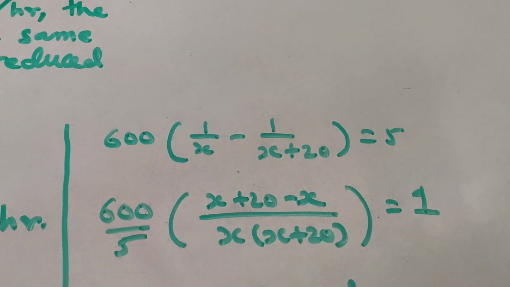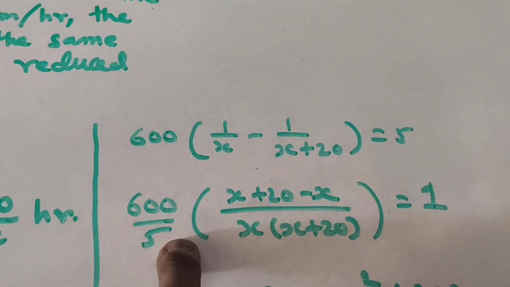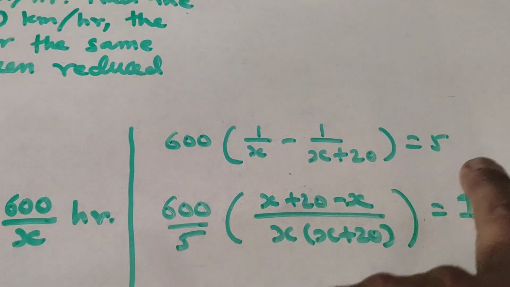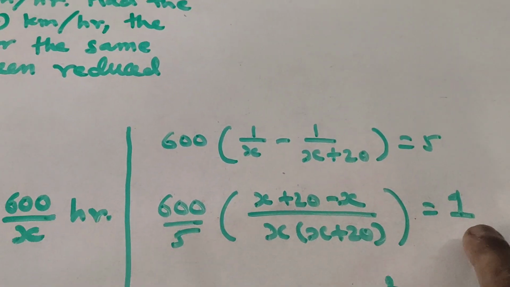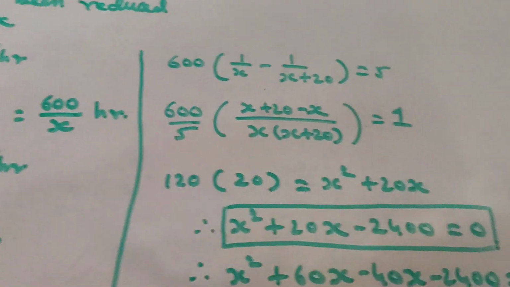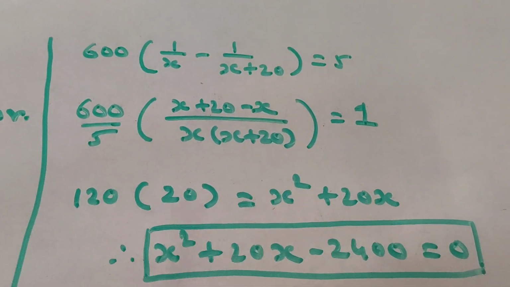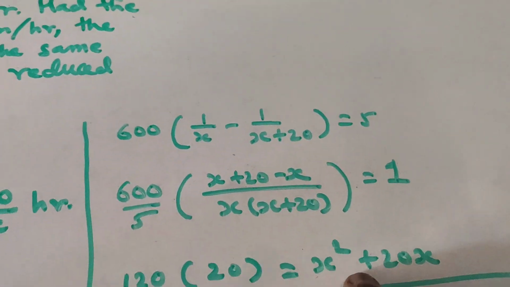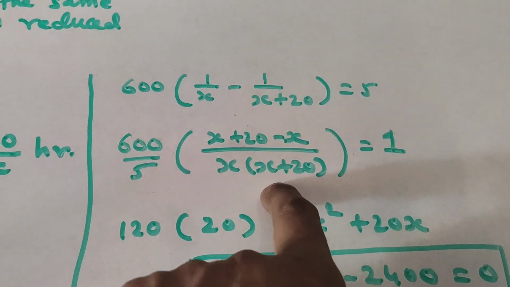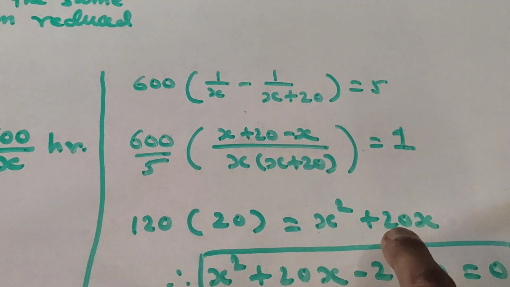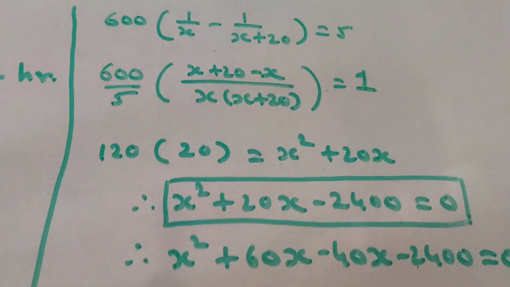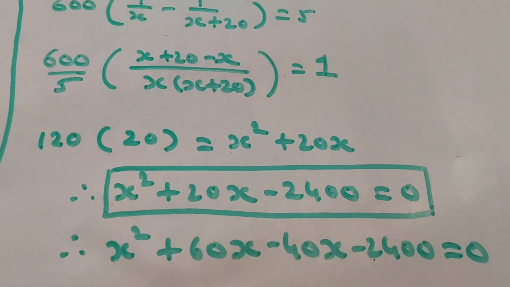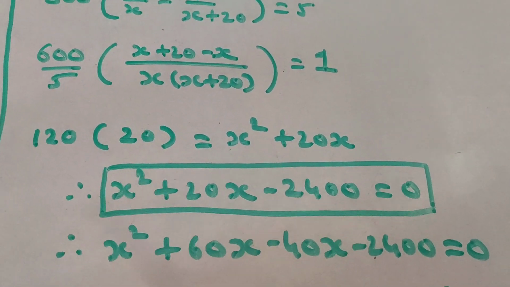Solving it, I hope you understood this step. I brought the 5 down, so it becomes 120, and when it comes down there is nothing left, so it remains 1. And solving it, we get 120 bracket 20 over x square plus 20x. I hope you understood how you got x square. This one, open the bracket and goes this side, so it becomes x square plus 20x. And making it into a quadratic form, I will get x square plus 20x minus 2400 is equal to 0.